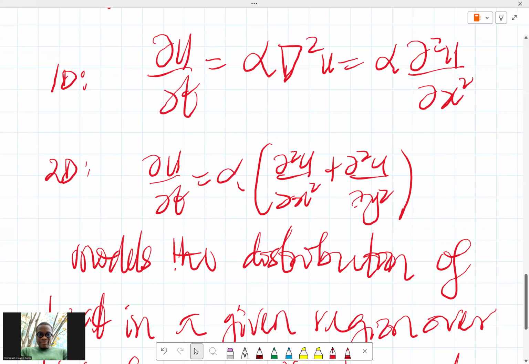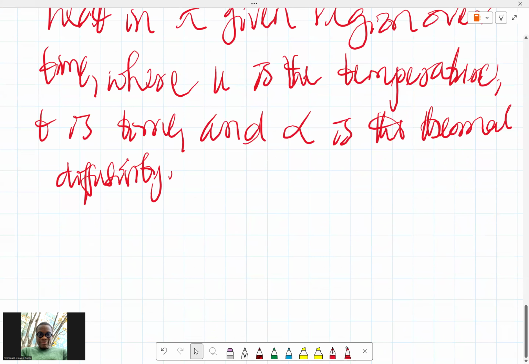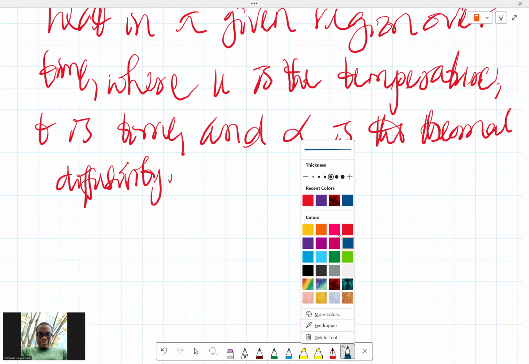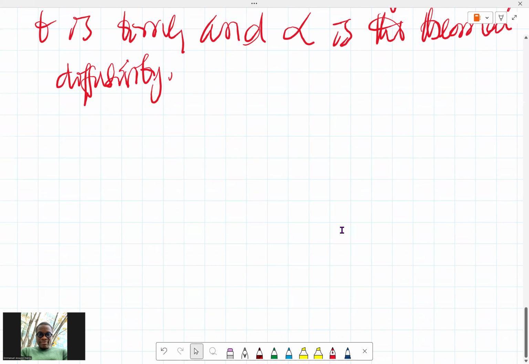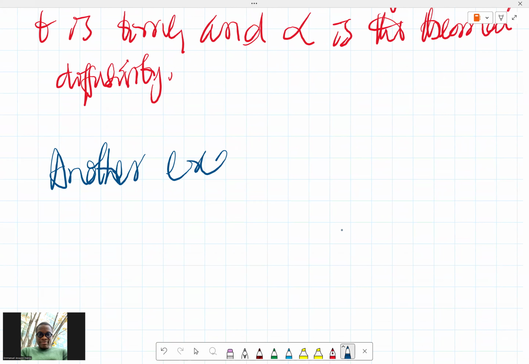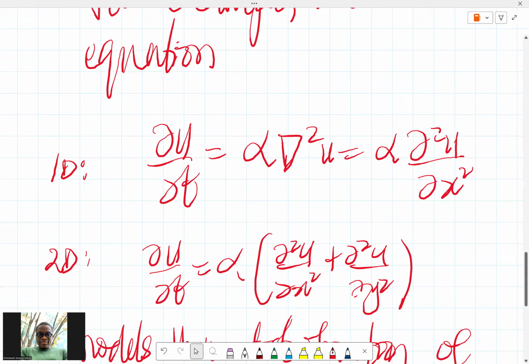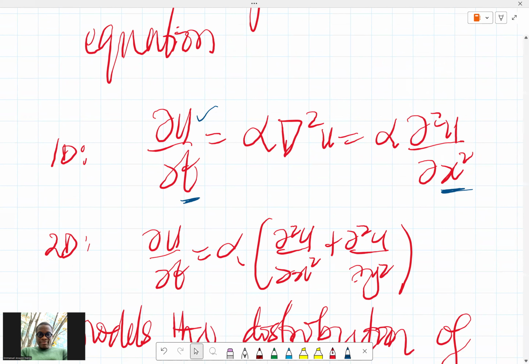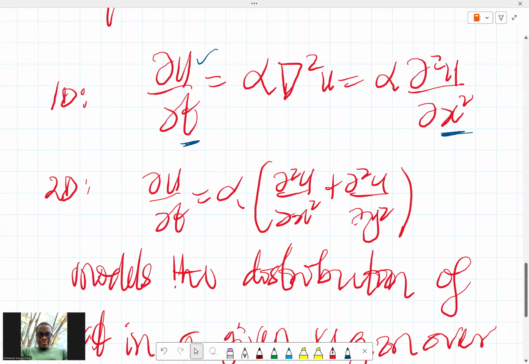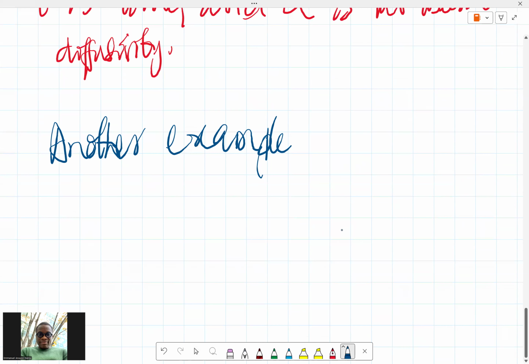So that is for the heat equation. Another very good example would be the wave equation, like a wave in a string or something like that. The reason why this is a partial differential equation is because the flow of heat U depends on time and it also depends on space. So T is time, X is space. All right, so we move to another example.